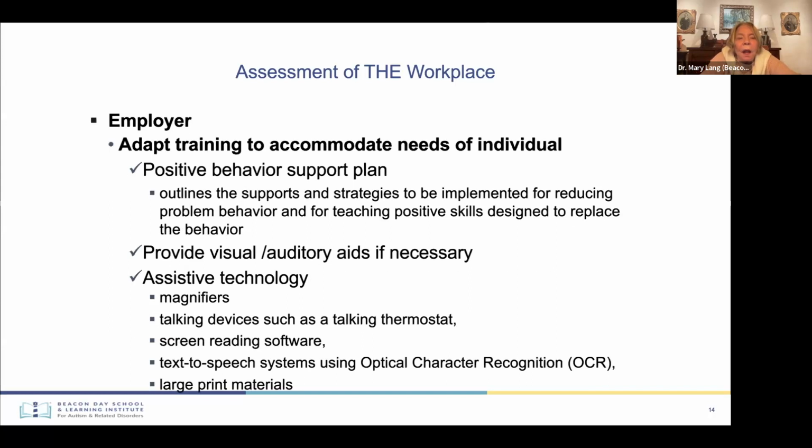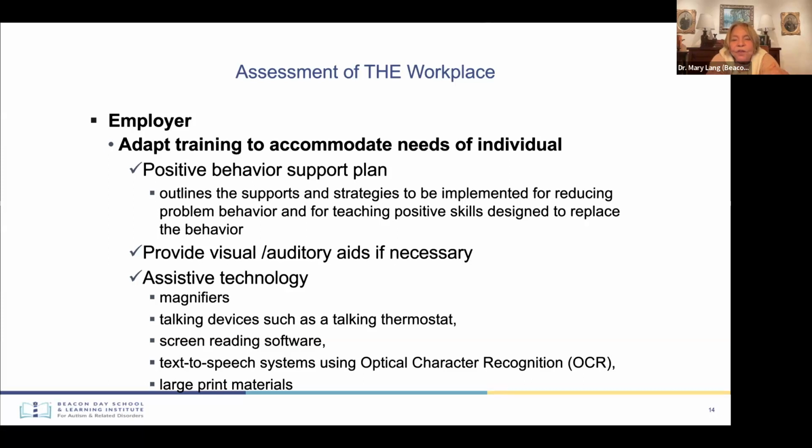The employer provides adaptive training to accommodate needs for the individual. We all are unique. We all have our own strengths and limitations. And sometimes I will even write a behavior support plan or an action plan that will help me get through the day, especially if it's going to be a challenging and difficult day.